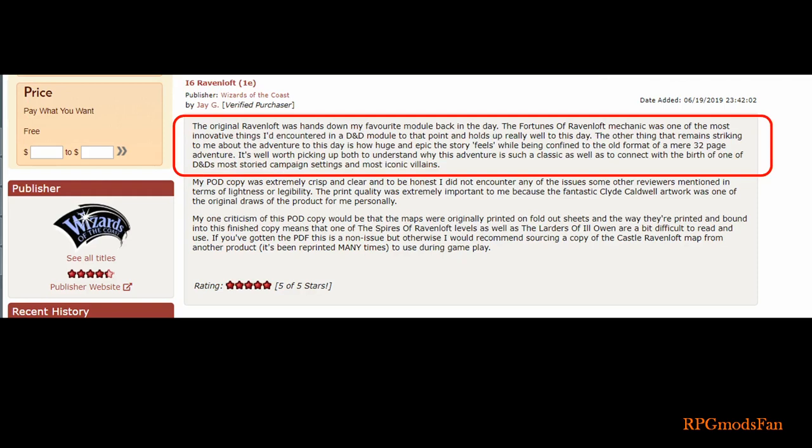This one reads, "The original Ravenloft was hands down my favorite module back in the day. The Fortunes of Ravenloft mechanic was one of the most innovative things I had encountered in a D&D module to that point, and holds up really well to this day. The other thing that remains striking to me about the adventure to this day is how huge and epic the story feels while being confined to the old format of a mere 32-page adventure. It's well worth picking up both to understand why this adventure is such a classic, as well as to connect with the birth of one of D&D's most storied campaign settings and most iconic villains."